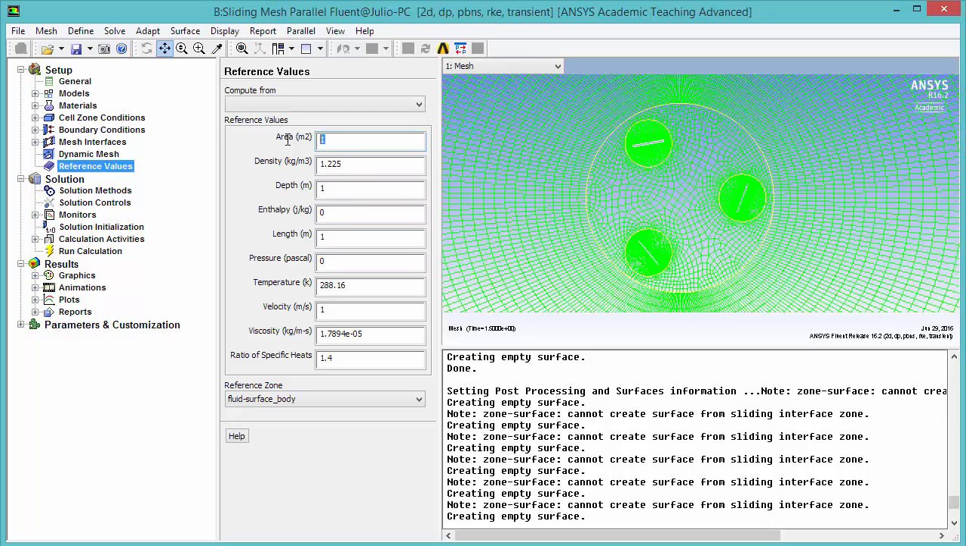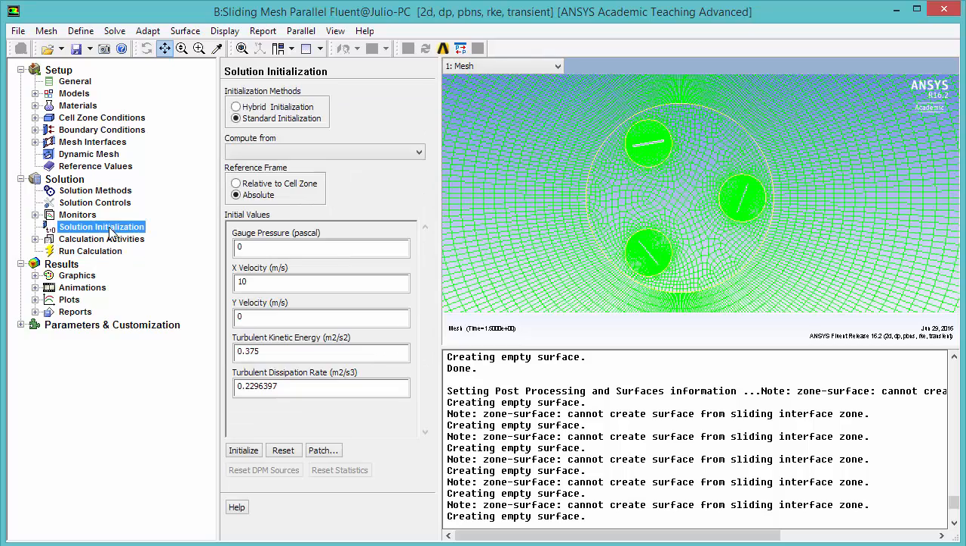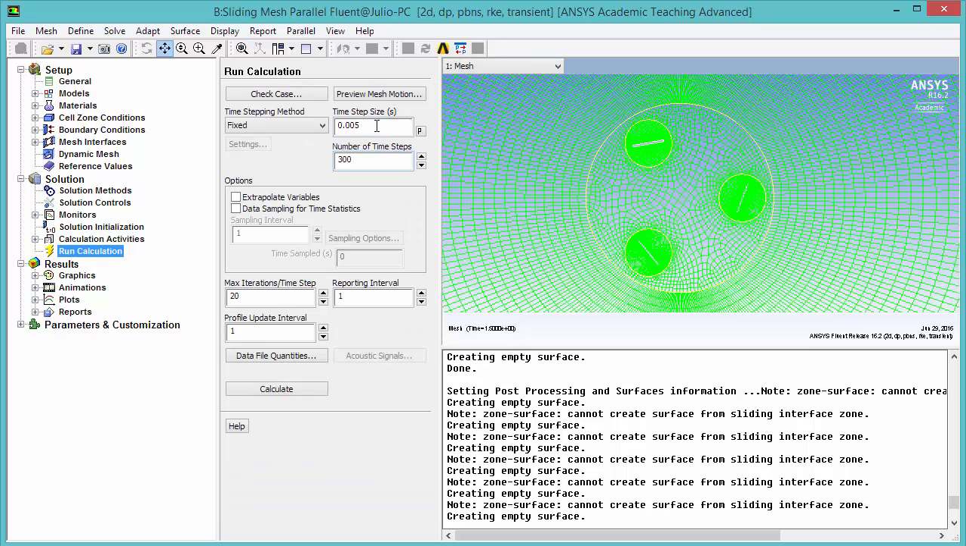So in meters squared, that means 0.0012. Length is going to be 0.02, 2 centimeters, it's the chord distance. And our velocity needs to be changed to 10, i.e. the incoming velocity. And we can now rerun the calculation. We don't need to run for that many timesteps, just half of it.